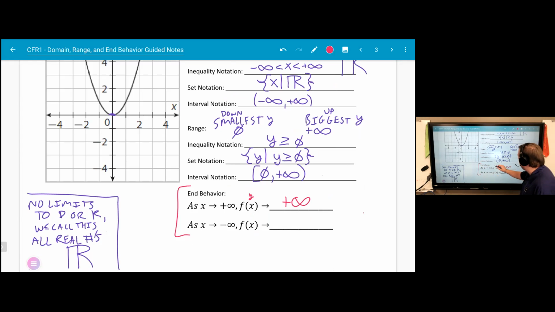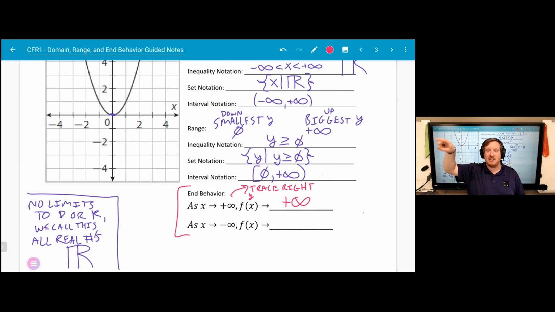So this one is trace right. Put your finger right on the paper if you need to. Trace to the right. As long as it goes to infinity, you can describe what happens. If that stops abruptly, which we'll see in another example at some point, it does not go to infinity, and therefore there is no end behavior, and it does not exist.